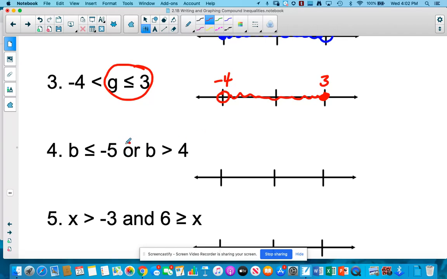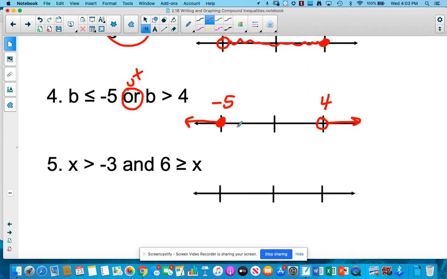All right. Or statement. I am shading out. So B is greater than 4. So all my possible answers are bigger than 4. Then we're looking at B is less than or equal to -5. So all of my possible answers shaded in are less than. So I'm shading to the left. And am I shading out for an or? Absolutely.